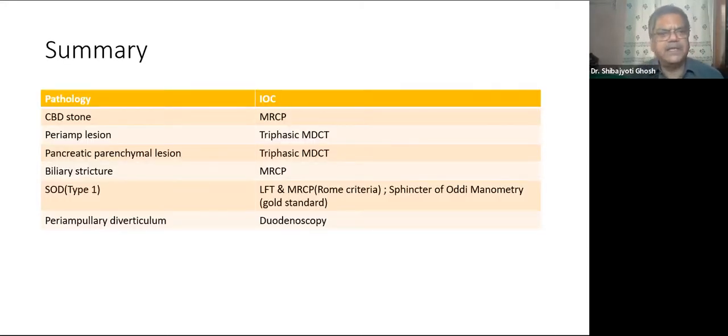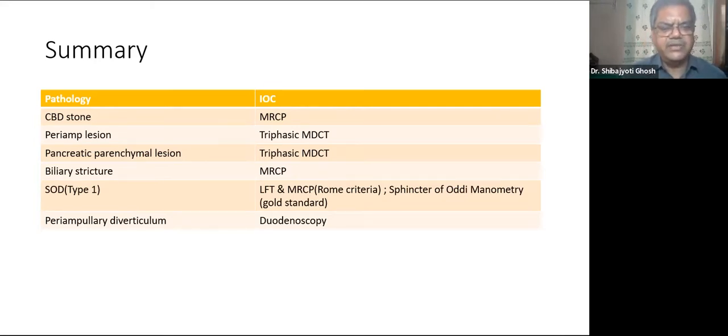So in summary, if the pathology is a common bile duct stone, the investigation of choice would be MRCP. If periampullary lesions are there, it should be the triphasic MDCT. If it is a pancreatic parenchymal lesion, again the same investigation, because in triphasic MDCT the morphology of the pancreas and the pancreatic duct is well delineated. And along with that, we can also see the condition of the surrounding structures, any other associated pathology, and most important, the vascular anatomy.